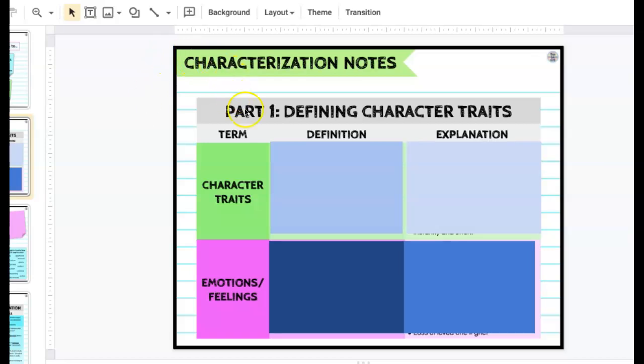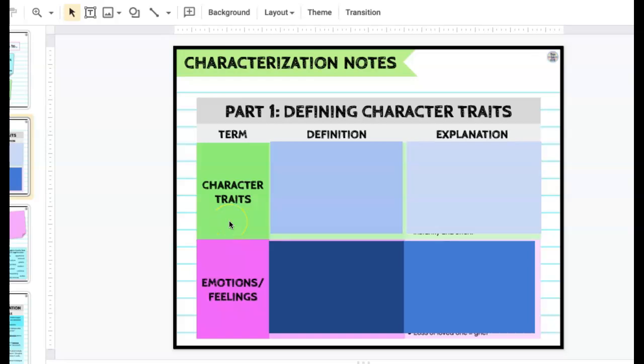At the top today, you're going to write defining character traits, and then you're going to put the word definition and the word explanation. So you're going to have 2 columns here in your notes. And we're going to talk about what is a character trait.